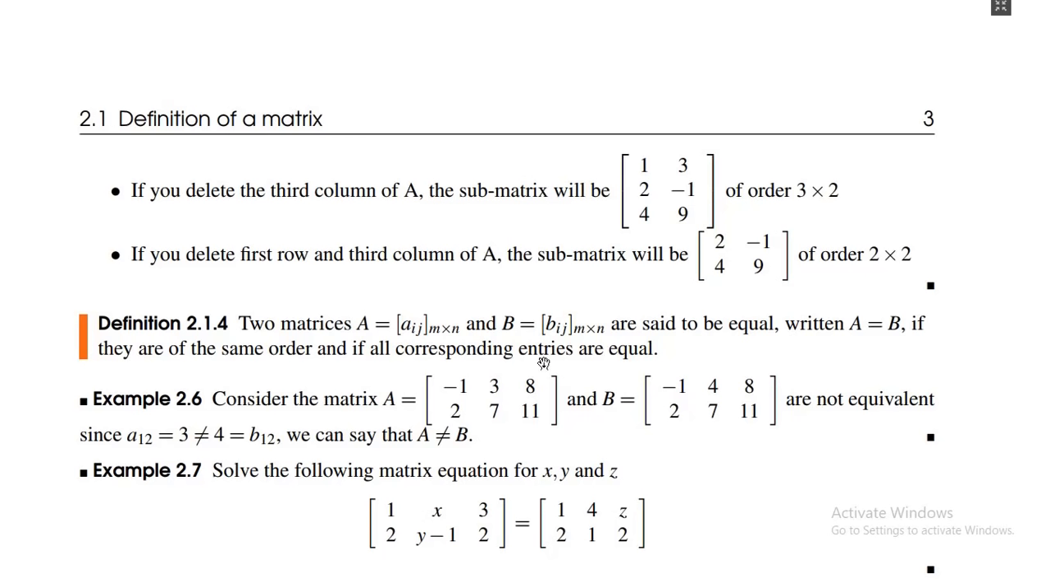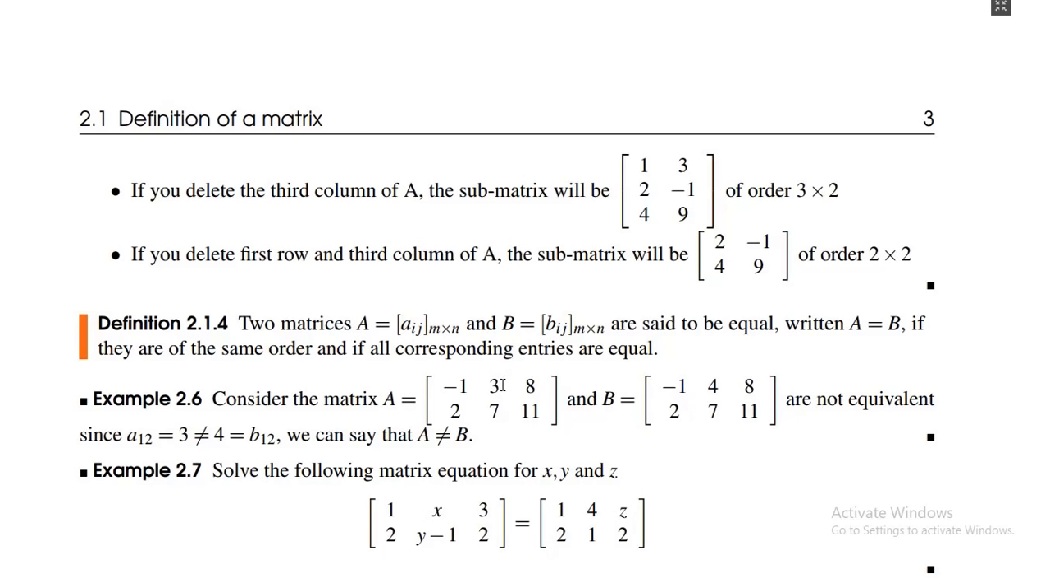For example, consider the matrix A with entries minus 1, 3, 8, 2, 7, 11, and the matrix B given as minus 1, 4, 8, 2, 7, 11. Are they equal? They are not equal. Why? Here.